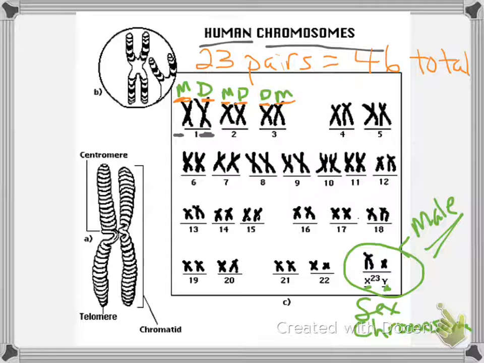And you can see we go all the way down until we get to the 23rd set, which is the sex chromosomes. And if you're a male, you have an X and you have a Y. If this were a female, you'd see two X's there. Something we'll talk about a little bit later on.